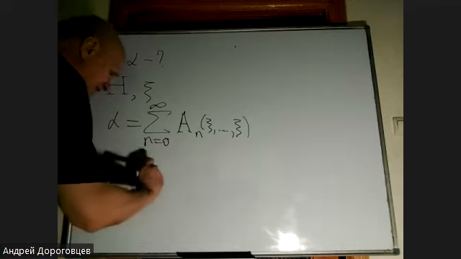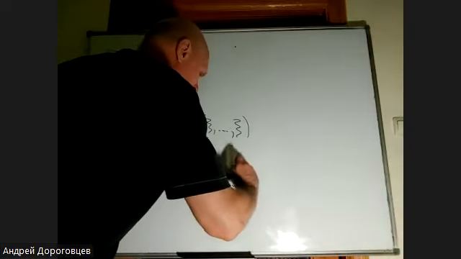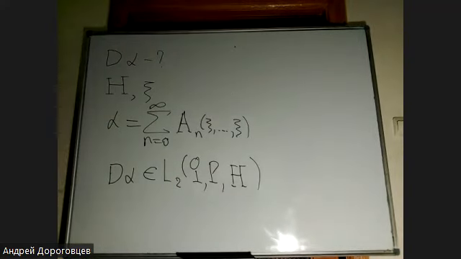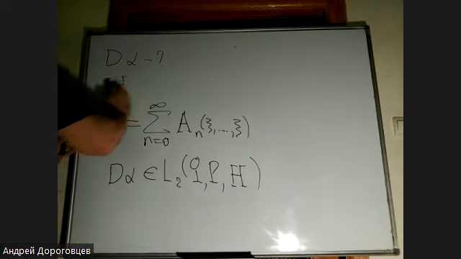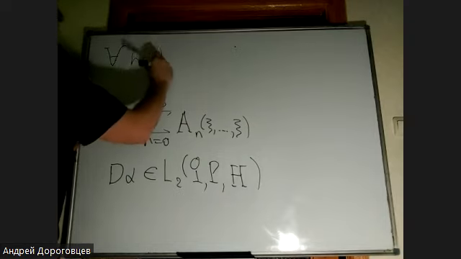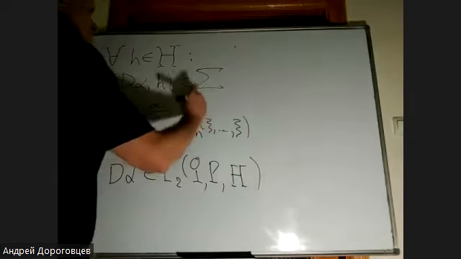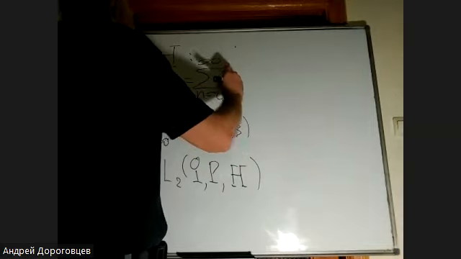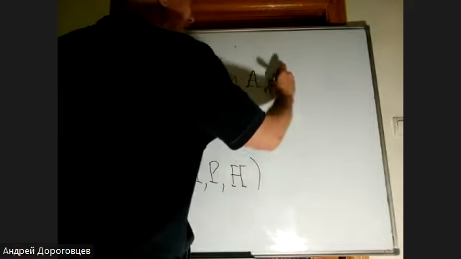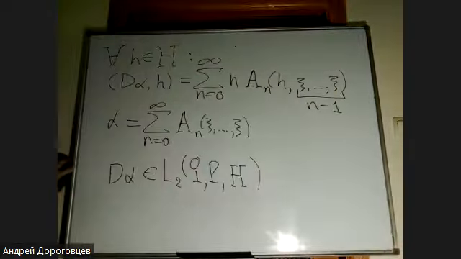D alpha must be the following element of K2 omega pH. So this must be a random element pH with the square integrable norm such that we have the following relationship. For any small h which belongs to H capital, the scalar product d alpha h must be equal to the sum from n from 0 to infinity of n times a n h, but now here are n minus 1 arguments. Yeah? So we have such a construction, and now let's adapt this construction to our partial case.